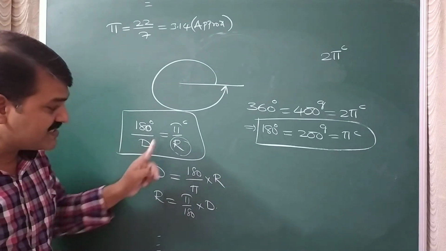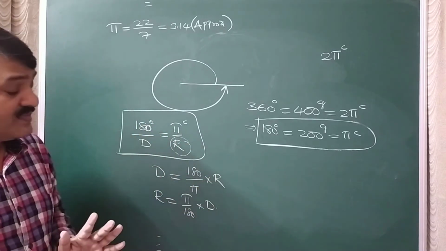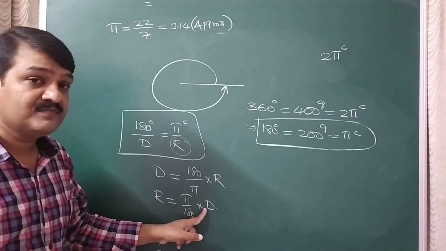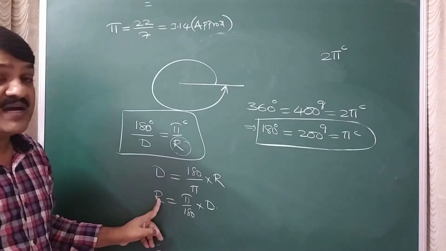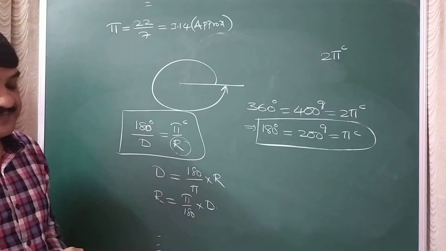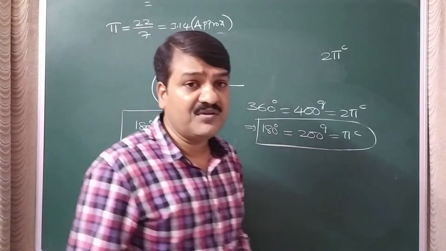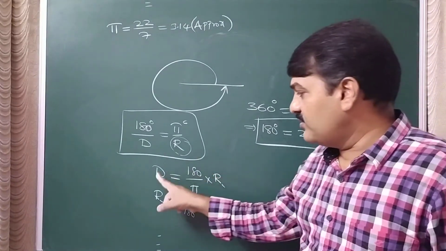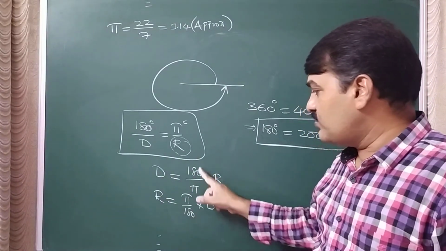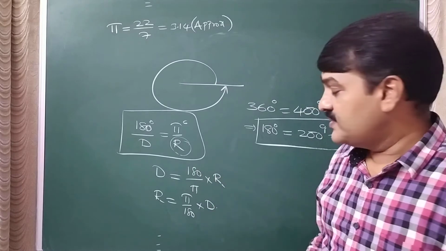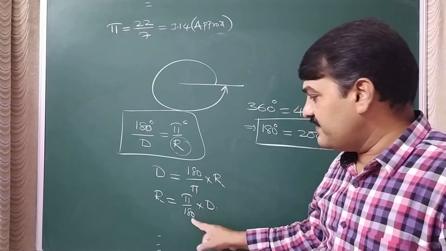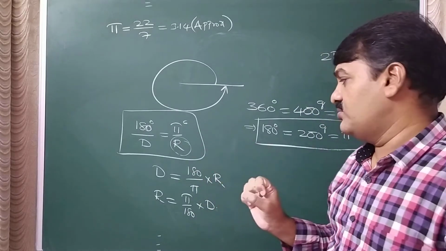D represents degrees, r represents radians. If you give me an angle in degrees, I will put it here, then I will get the answer in terms of radians. So basically what you have to remember is, to convert radians into degrees, multiply with 180 by pi. To convert degrees into radians, multiply with pi by 180. This is the basic rule.